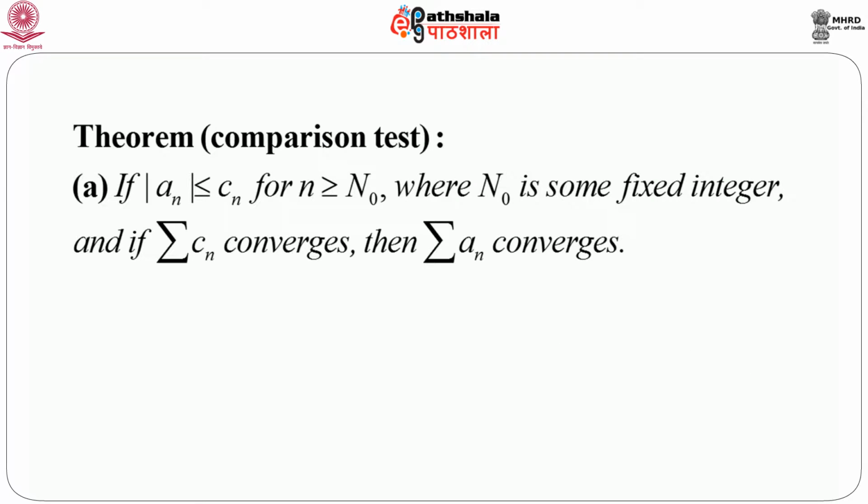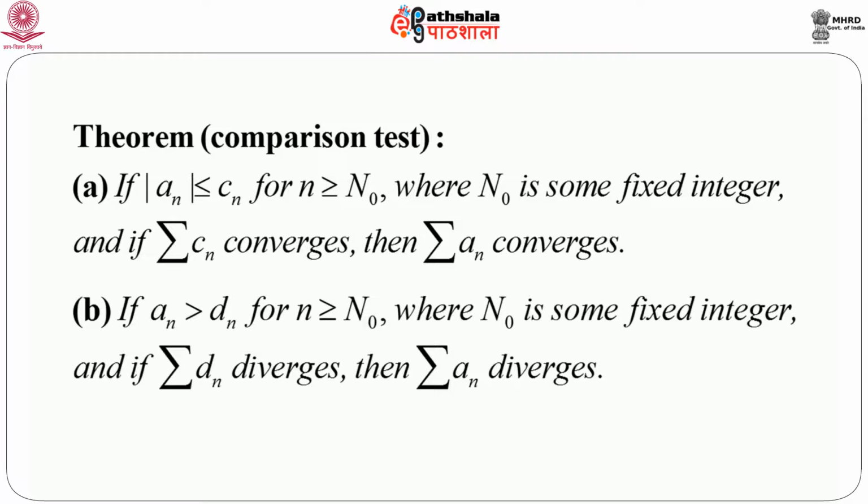So, first let us recapitulate one important test that we have already done, which is known as the comparison test. Suppose modulus of the nth term in the series, that is modulus of an, is less than or equal to cn for all n greater than or equal to n naught, where n naught is some fixed positive integer, and if summation cn converges, then it can be shown that summation an also converges. That means, here convergence of the original series is studied in terms of convergence of a series where each nth term of the new series is dominating the nth term of the original series.